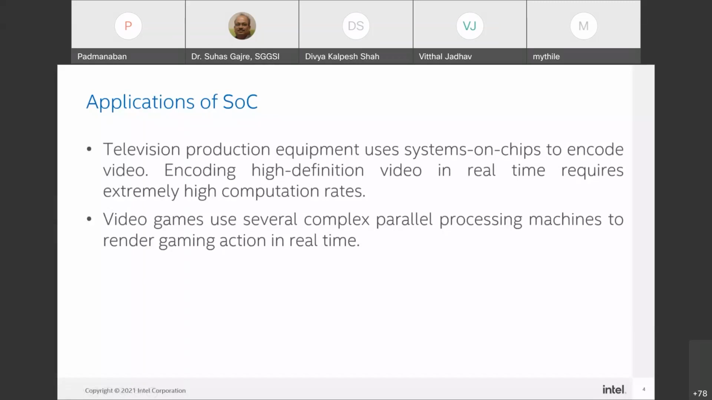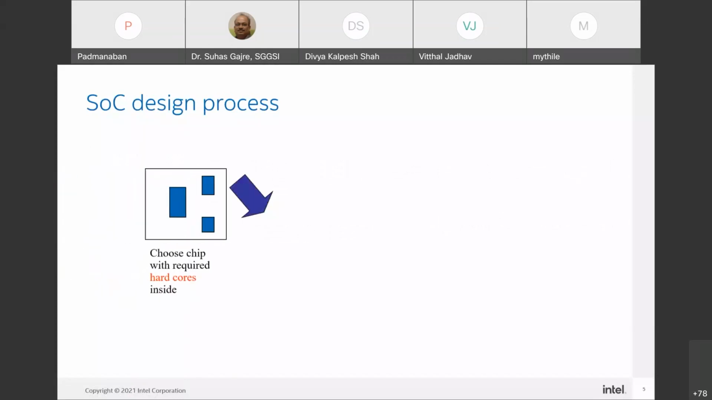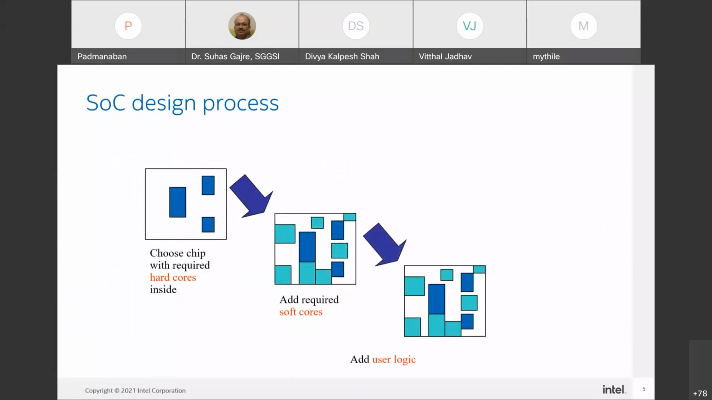Okay, so now all these things need to be done in the SoC design process. What happens here is we wanted to choose the chip with required hard cores. We wanted to choose that with required soft cores, and then we should add the user logic. That is happening in the SoC design process.